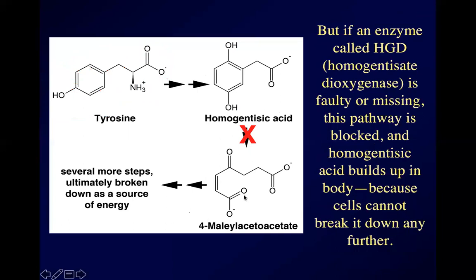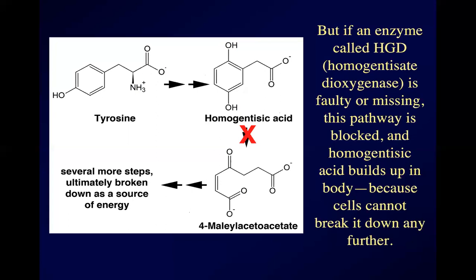What makes this possible is an enzyme called HGD. If you must know, it's called homogentisate dioxygenase. HGD will do just fine. If that enzyme is faulty, or if it's missing, if a person doesn't make HGD, then that pathway is blocked, right? The entire disassembly line breaks down, stops moving, and homogentisic acid starts building up in the body because cells no longer have a way to break it down further.